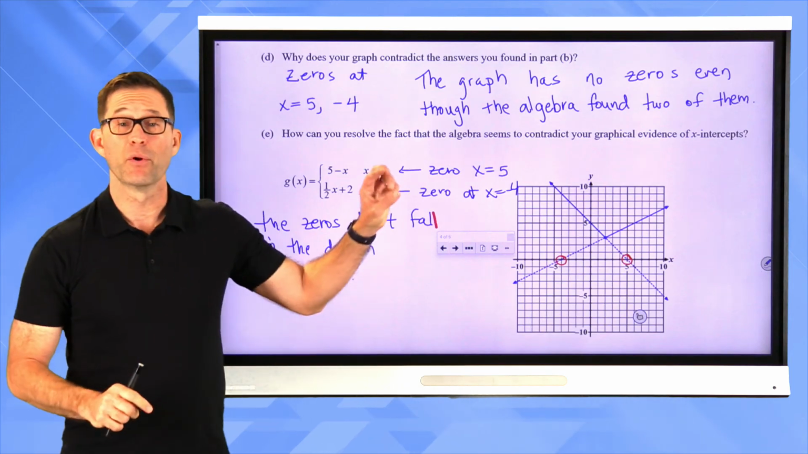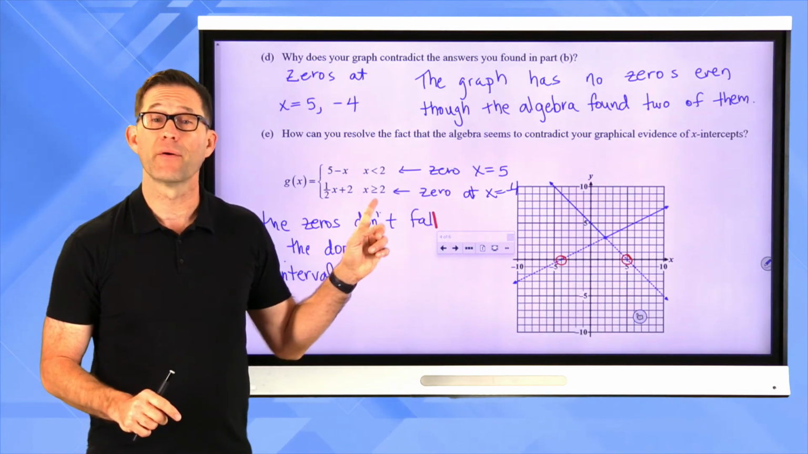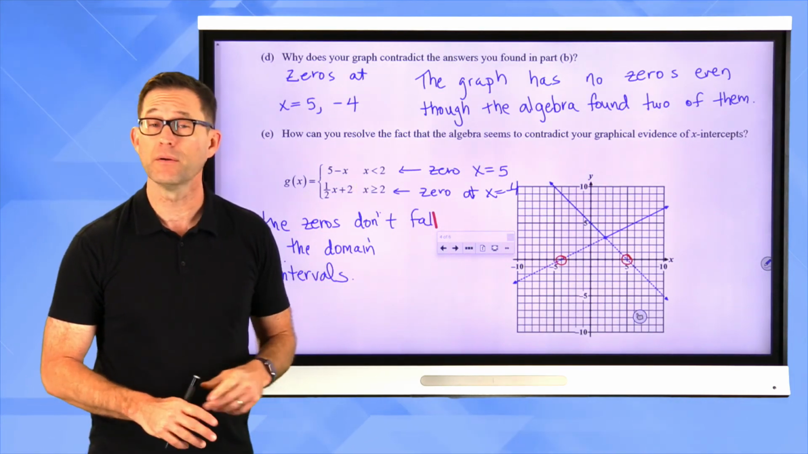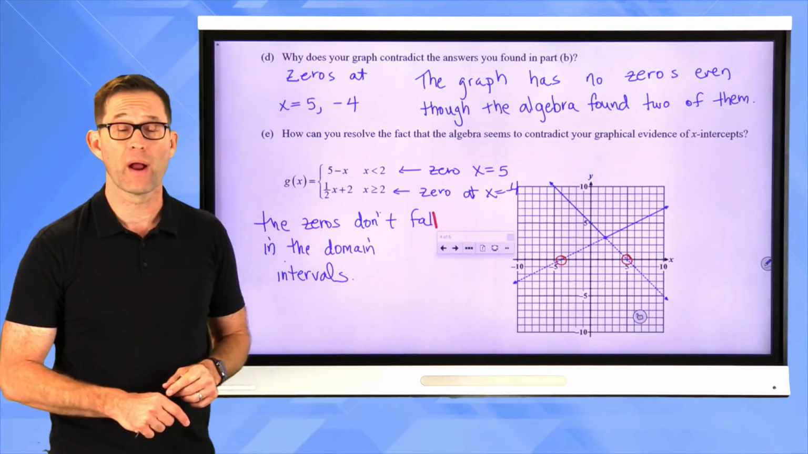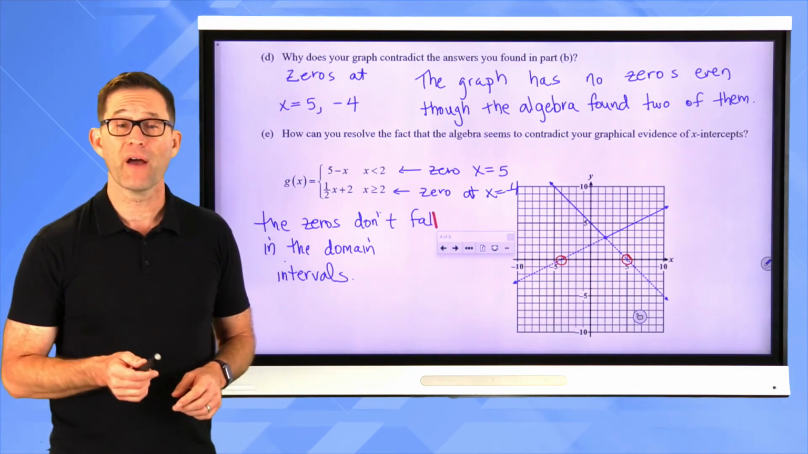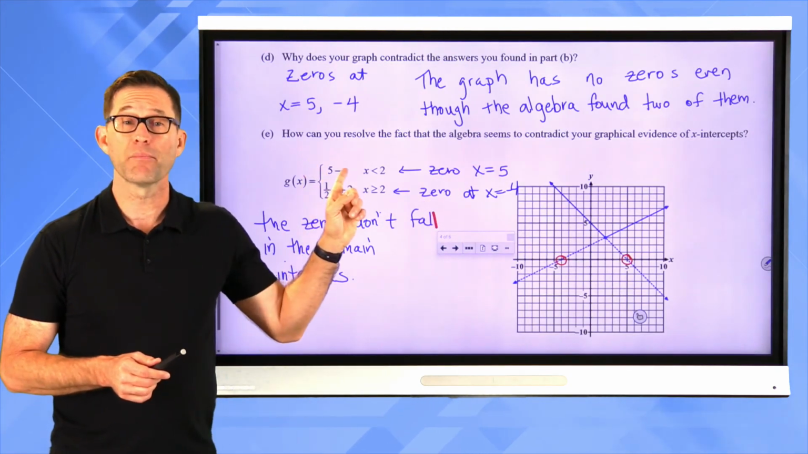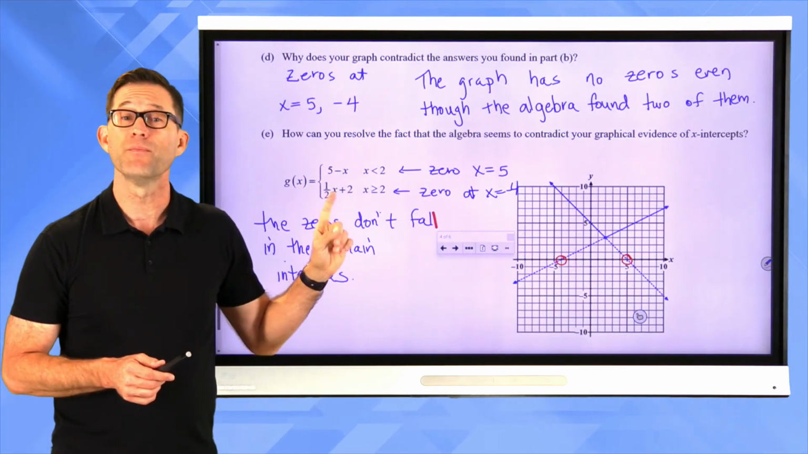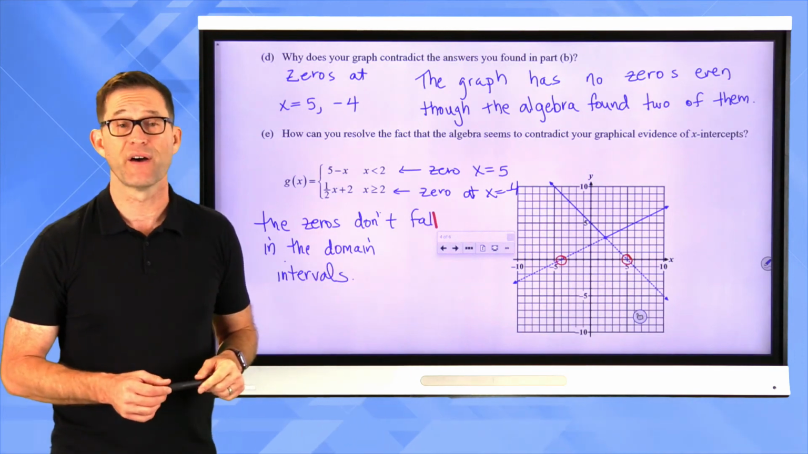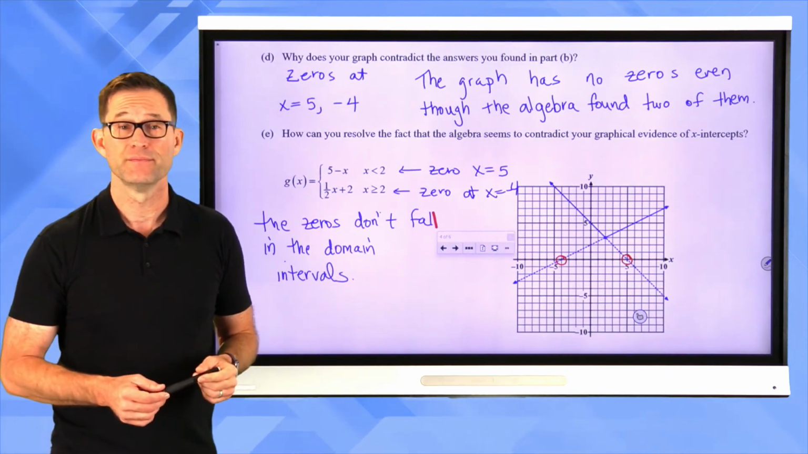I mean, if they had been reversed, if 5 had been down here and negative 4 had been up here, then we would have seen them on the graph. But the plain fact is, neither one of these are zeros because this formula only applies when the x values are less than 2, and this one only applies when the x values are greater than or equal to 2.